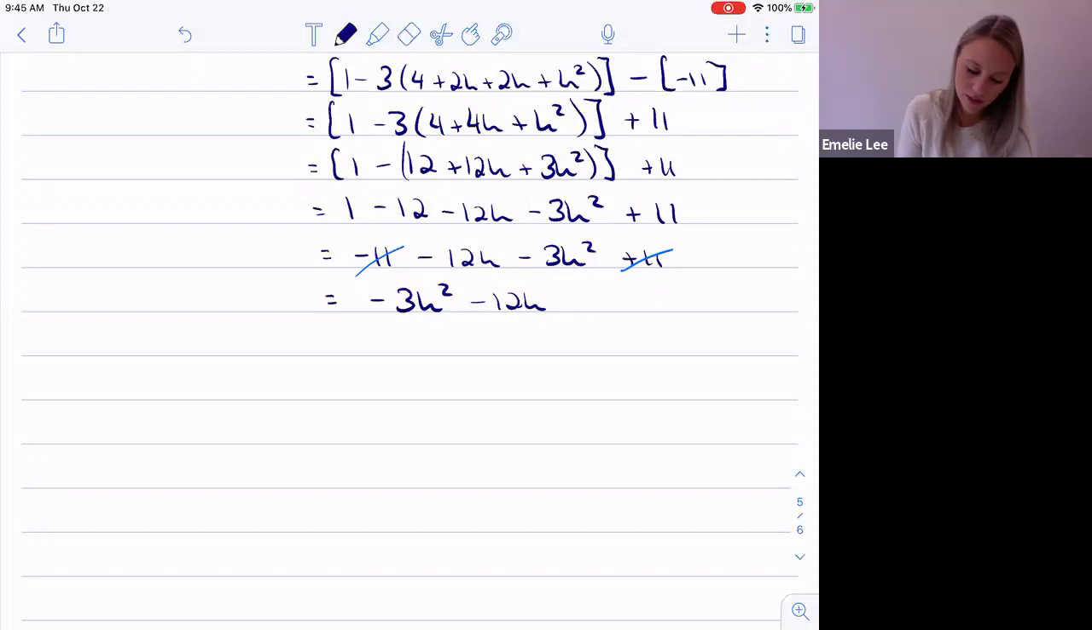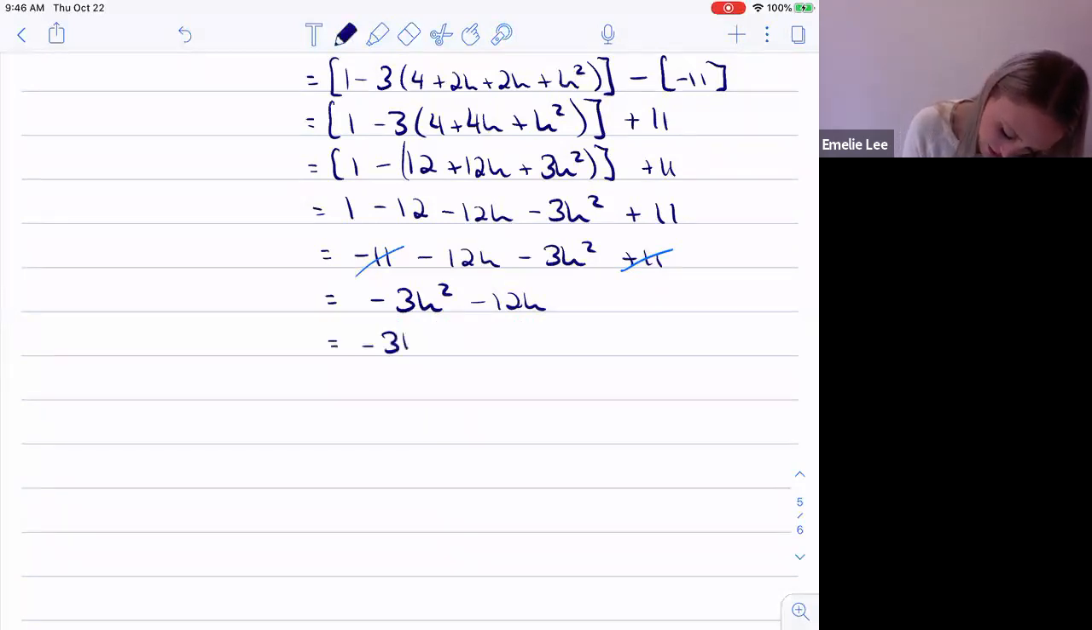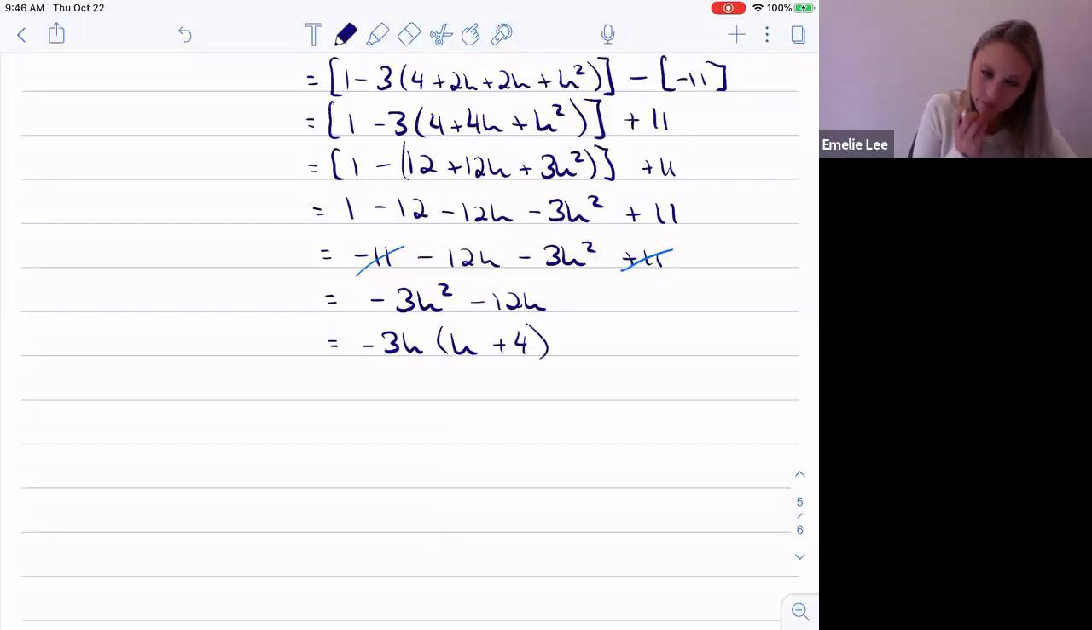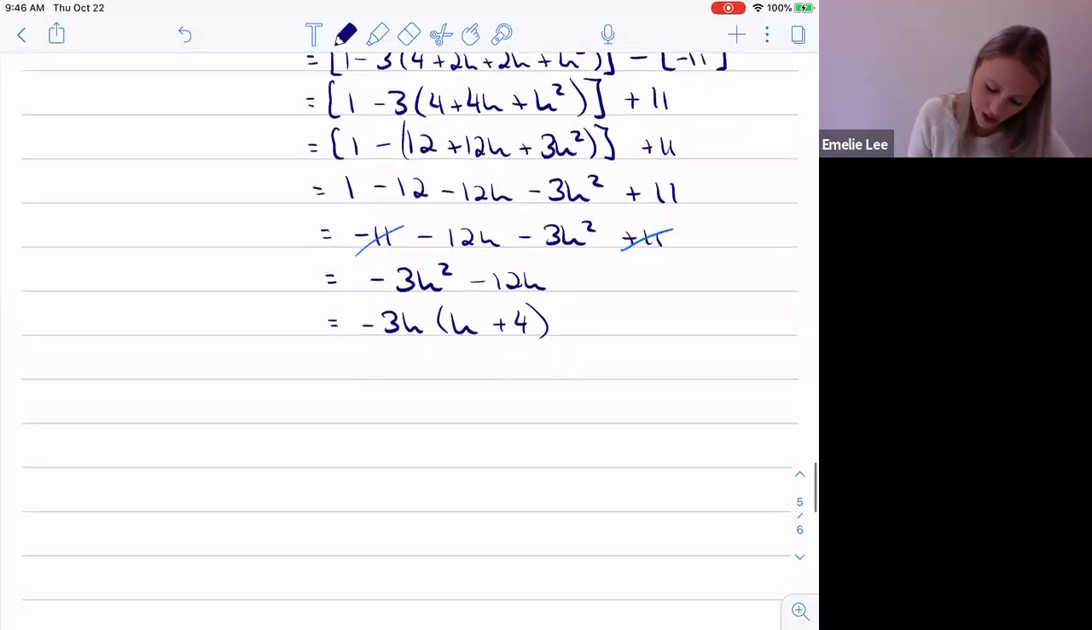Looks like I can pull out a common factor of negative 3h from here. I'm going to hold off on that, mostly because I know where we're going here with the average rate of change. You'll see what I mean in a little bit, but just for practice, this is the same as negative 3h times h plus 4. Pulling out that common factor of negative 3h.